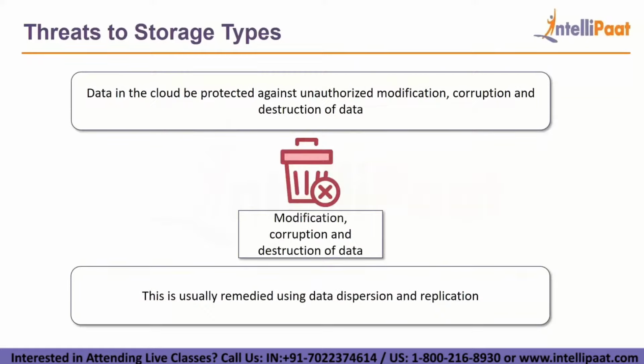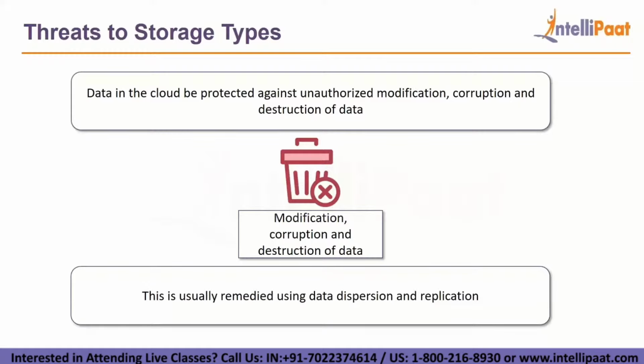Then comes modification, corruption, and destruction of data. Data in the cloud needs to be protected against unauthorized modification, corruption, and destruction. This is usually remedied using data dispersion and replication. Think about it this way: if an unauthorized access has taken place, or the data center where the data was stored suddenly crashes, goes down, some natural calamity happens, fire erupts, water comes down, and the servers are destroyed. The data that you had stored in a remote location where you have no access needs to be secured in such a way that it can survive these attacks or calamities.